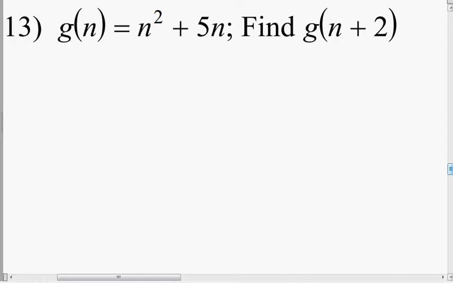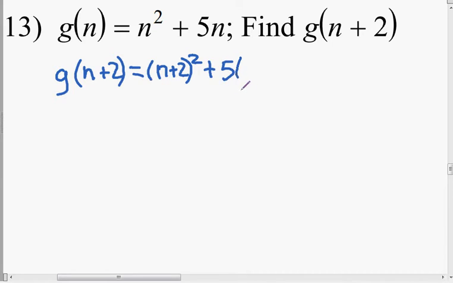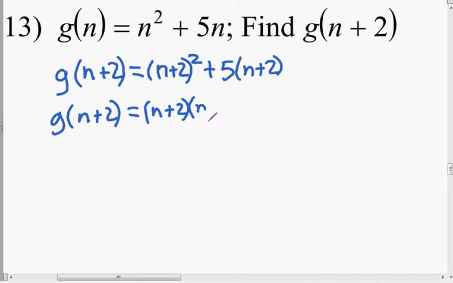Okay, now that you've got an answer for number 13, let's check and see. You're plugging in the expression n plus 2. So if I evaluate the function at n plus 2, I plug in n plus 2 for n. And you'll notice this is pretty similar to number 11. Okay? G of n plus 2 equals, once again, I'm going to say n plus 2 squared. That's just a short way to write n plus 2 times n plus 2.